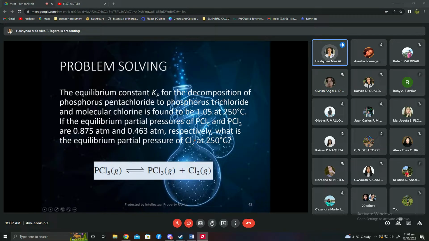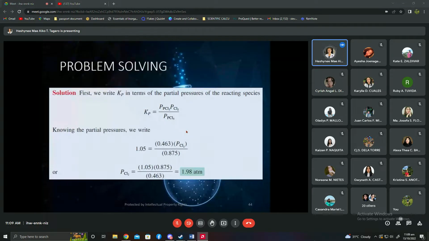So ang pangitaon ninyo is the pressure for chlorine. So ano ayhan ang sabat? 1.98. Okay. Very good. So here is the KP expression. So note nga may mga P before the names of the reacting species, no? And of course, the products.